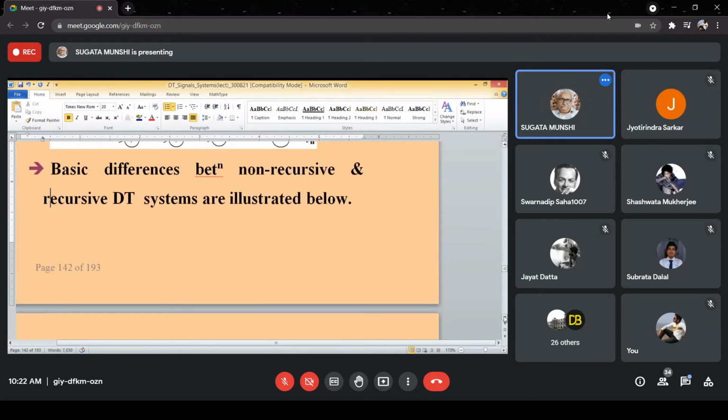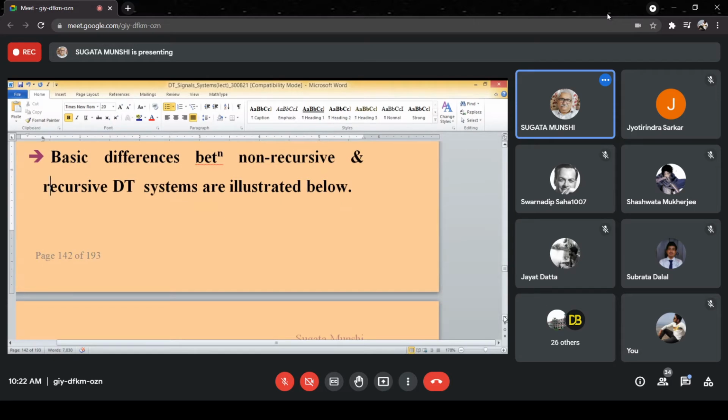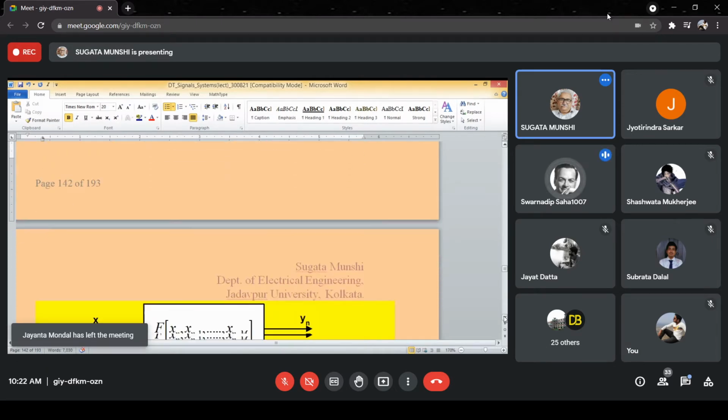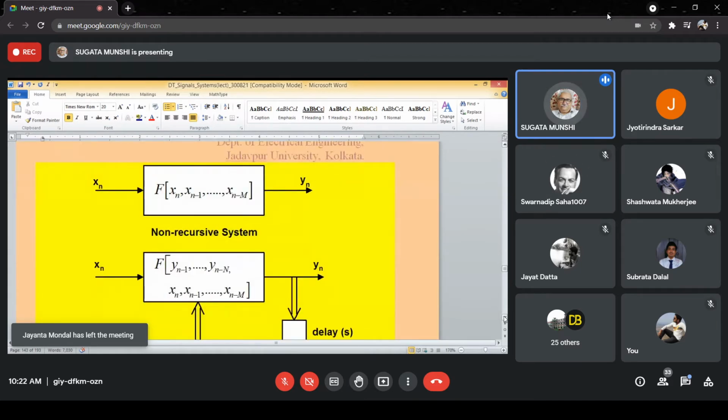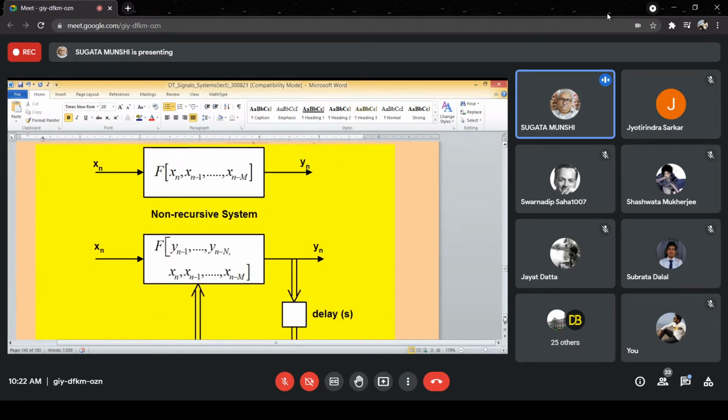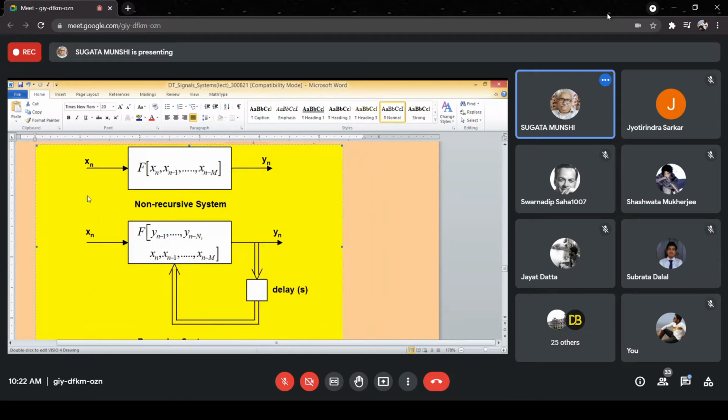Has it been done? Sir, it's done. I have tried to depict the differences in the form of a figure. As you can see here, be careful to note that capital F is not the Fourier transform operator, nothing to do with Fourier transform. F is simply an operator.